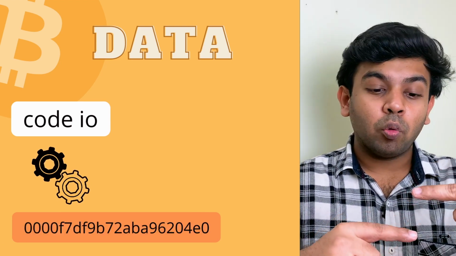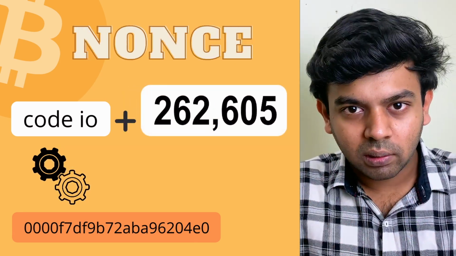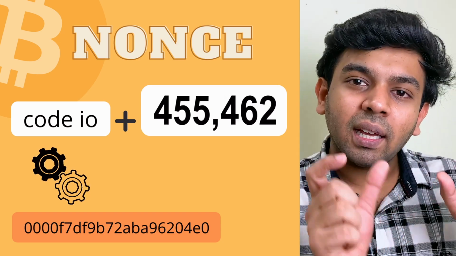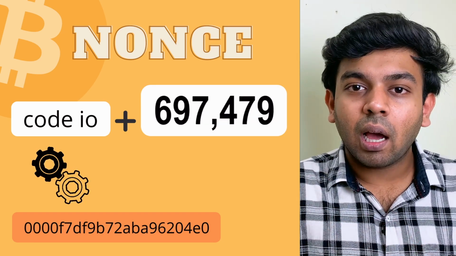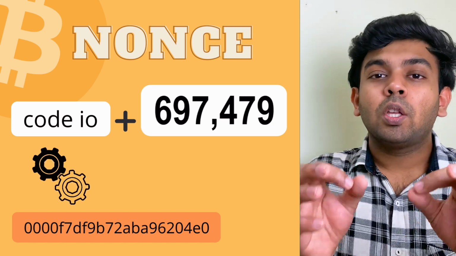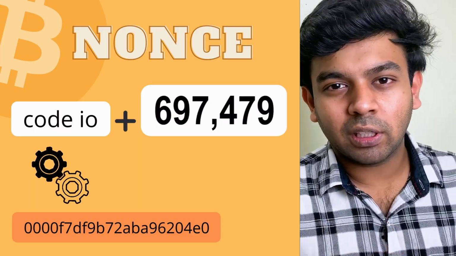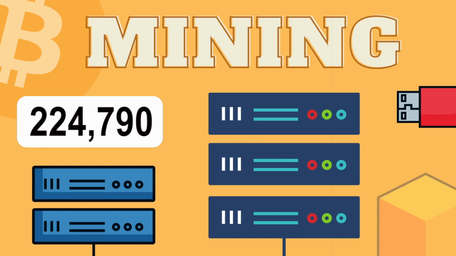Now what we are going to do is put different values for the nonce, and find a value of the nonce where, when added with the data and given into the hash function, the output hash has 4 zeros at the beginning. The process of finding the nonce by brute forcing it, by placing different values into it, is called mining.